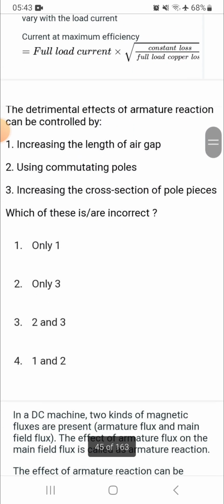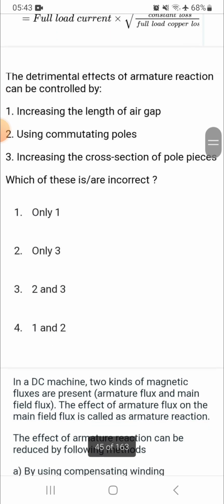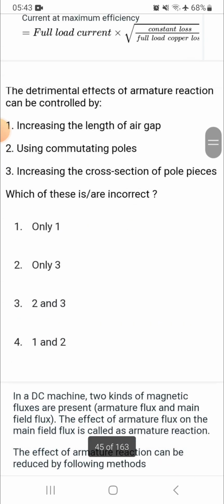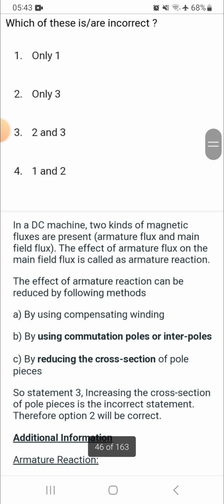Next, the detrimental effects of armature reaction can be controlled by: 1, increasing the length of the air gap; 2, using commutating poles; 3, increasing the cross section of the pole pieces. Options are only 1, 2, 3. Here the correct answer is using commutating poles and increasing the cross section of the poles. Option 3, 2 and 3, will be the right answer.